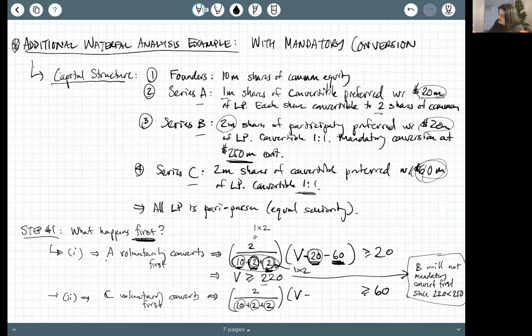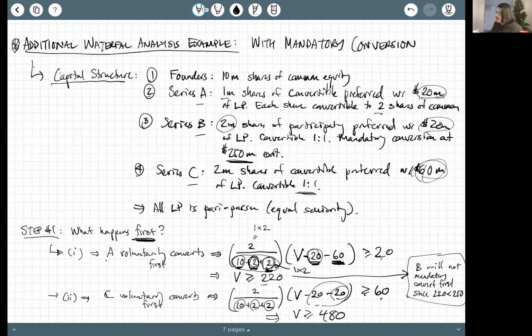And now it's V minus 20 minus 20, right? So notice the difference in the equation. We have 60 instead of 20 because 60 is the liquidation preference to Series C. And we have the minus 20 here because that's the liquidation preference to Series A. Right? Series A has 20 million liquidation preference. And if C is converting, the 60 million in liquidation preference drops out from the total remaining liquidation preference for our company. So if we solve this inequality, we get a V greater or equal to 480 million.